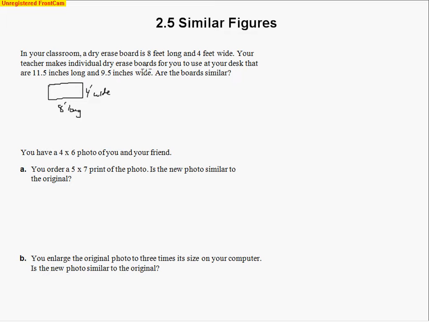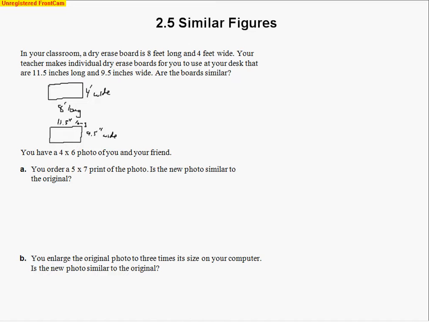Teacher wants to make some individual dry erase boards for use on the student's desk. They are 11.5 long by 9.5 wide. So 11.5 inches, so 2 marks for inches, long, and then they are 9.5 inches wide. So notice that the key is looking at those words. So I know that these two sides are going to be corresponding, and these two sides are going to be corresponding. So what we do is we set up a proportion.